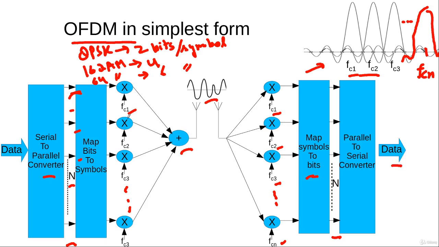Now this concept is quite simple to understand, but it is difficult to implement this concept in this way, because to do that we would require n modulators on the transmitter side and n demodulators on the receiver side, and this is not a very good idea from the implementation perspective.